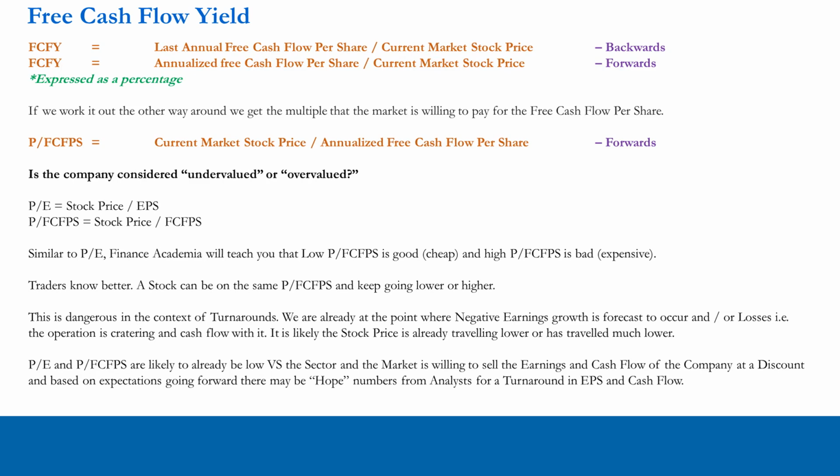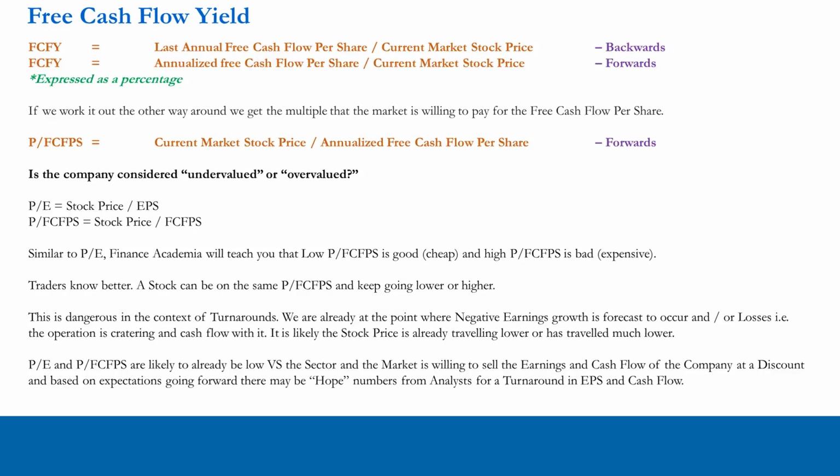So firstly, if we look at free cash flow yield and look at the calculation of that, it is the last annual free cash flow per share over the current market stock price. So this is the backwards looking metric for free cash flow yield. There is also another calculation, which is a forward looking metric, which is the annualized free cash flow per share over the current market stock price.